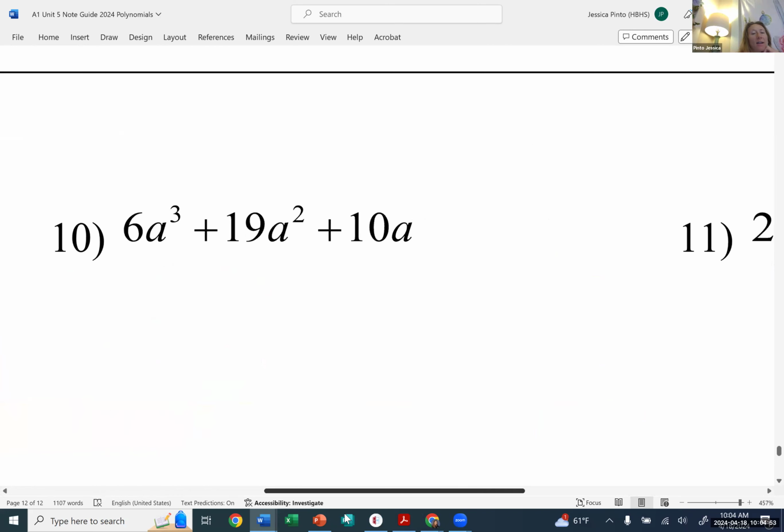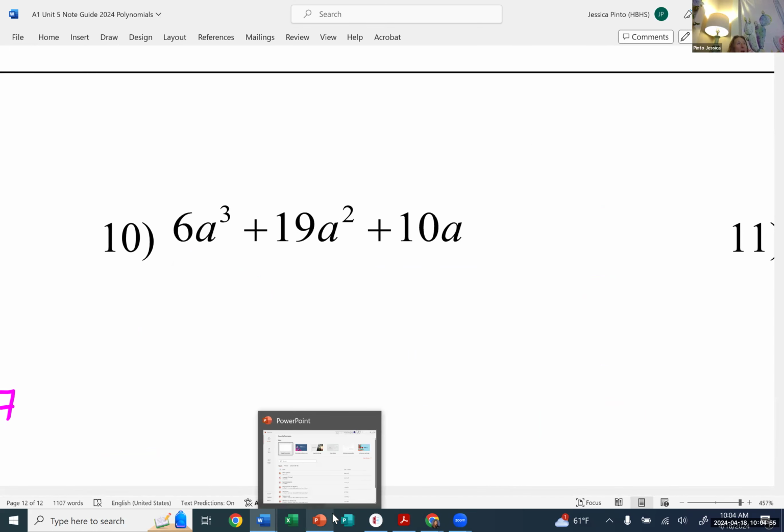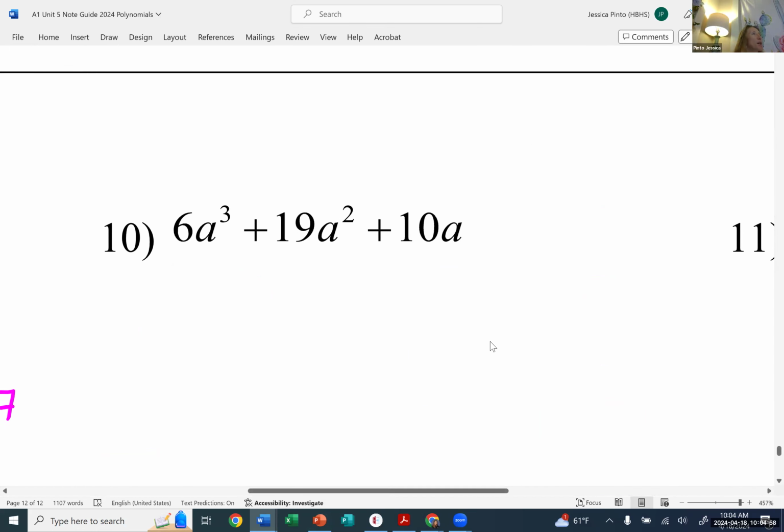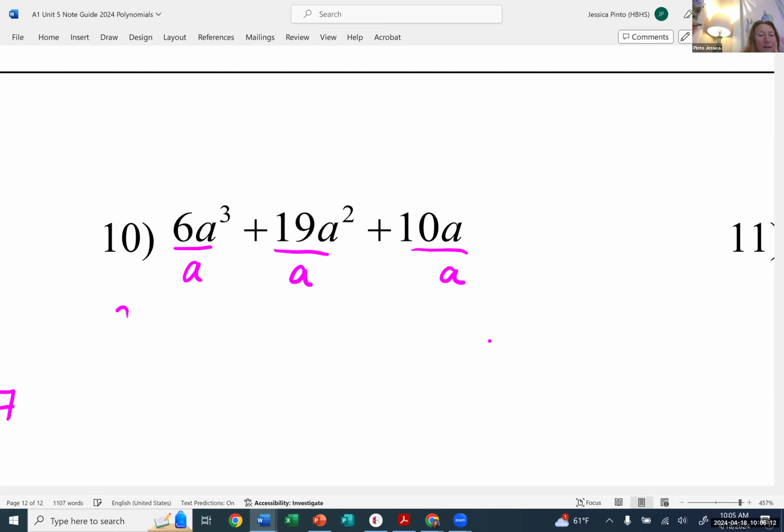Okay, for number 10, I don't see a number common because 19 is prime. That jumps out at me. But what do we see is common in all 3 parts? We don't have an A. Agree. So let's start by dividing everything by A. That brings A to the outside of parentheses and decreases the exponent by 1 everywhere, giving me 6a to the power of 2 plus 19a with no exponent plus 10 with no a.